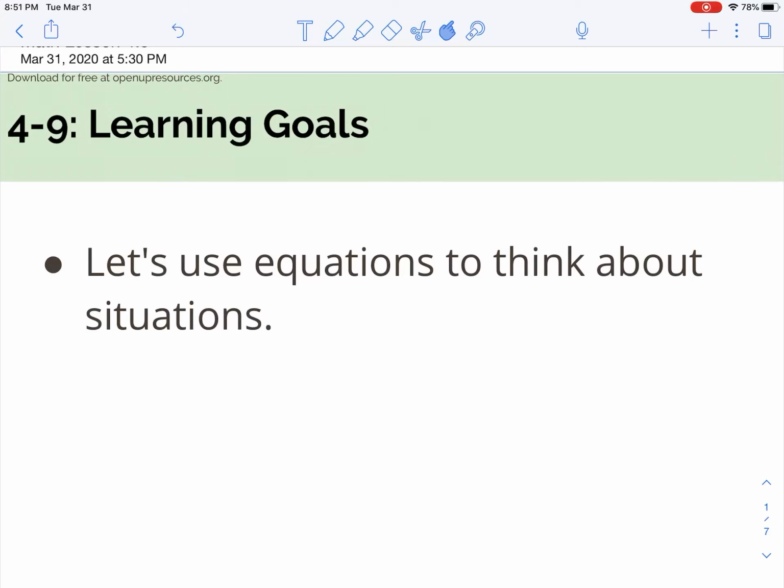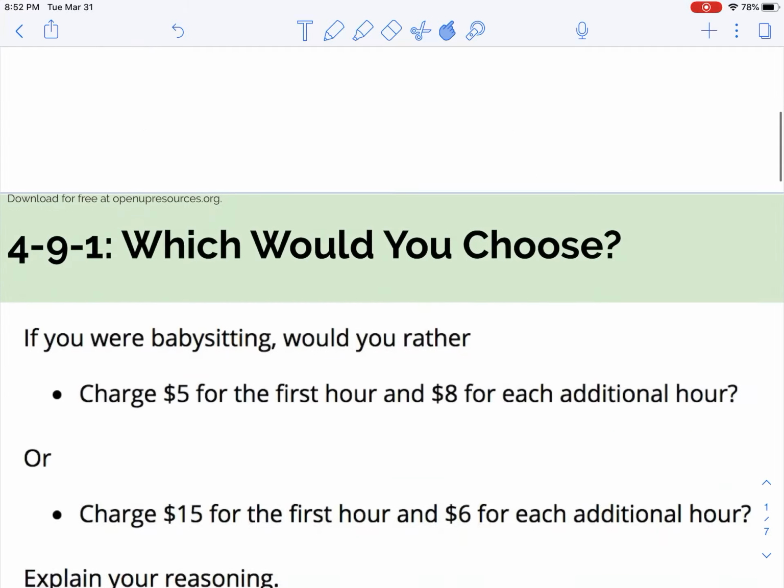So we are doing more stuff with equations, but we're going to start to do a little bit of word problems with equations again. So it says let's use equations to think about situations. That's just a different way of saying doing word problems.